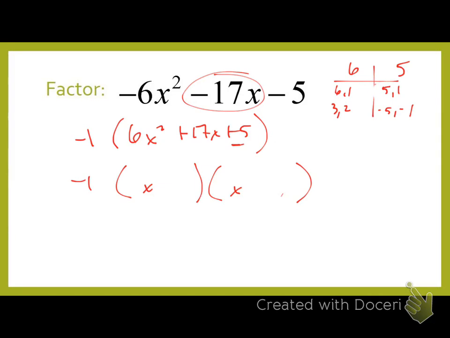3 times 5, 2 times 1, they don't add to what we need. If we come down and do 3 times negative 5 and 2 times negative 1, we get negative 15 and negative 2, and when they add, you get negative 17. So that's what we need. I'm going to use 3 and 2 as my factors for 6 then, and I'm going to link the 3 to negative 5 and the 2 to negative 1. And that's how we're going to factor this.